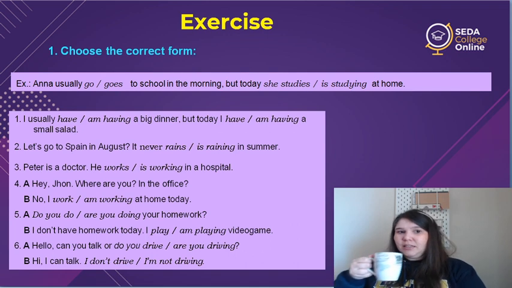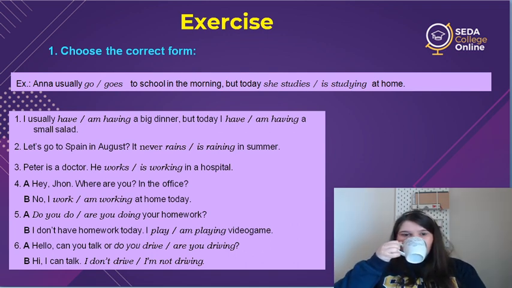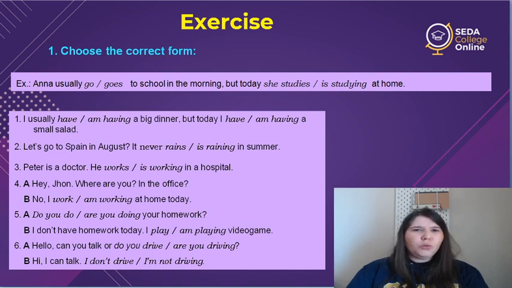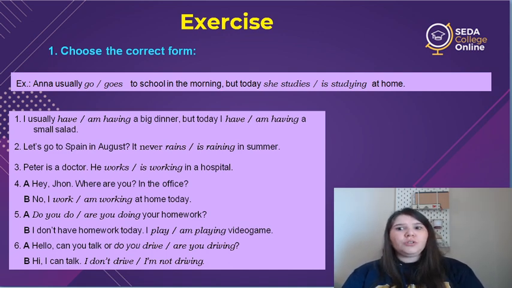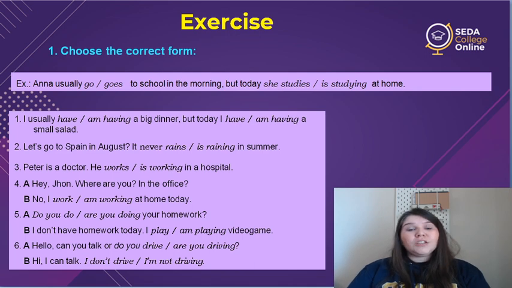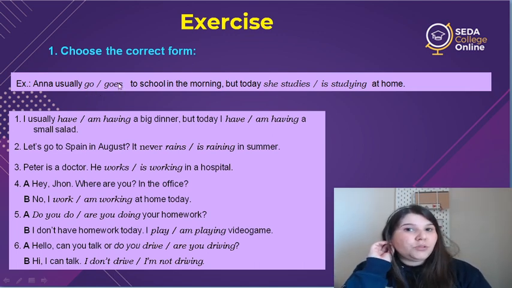Now, let's practice. Let's practice some exercises. Number 1. Choose the correct form. Example. Anna usually go or goes to school in the morning. But today she studies or is studying at home. So you have to choose which of these two verbs is the best for the sentence. Let's do the example together.